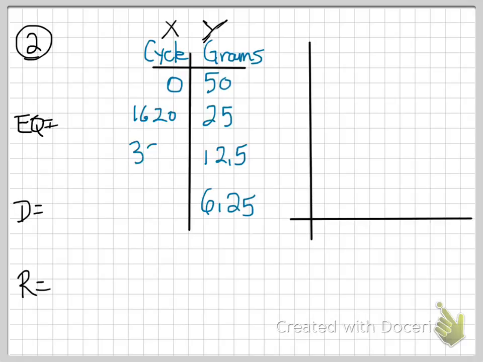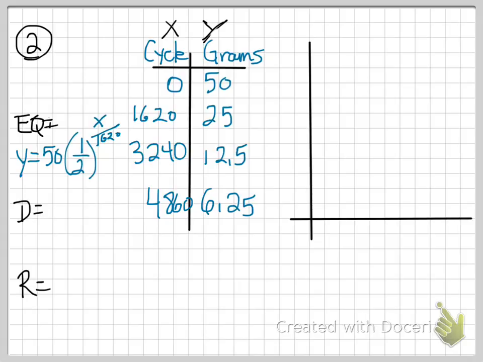Okay, let me fill in my x values real quick. So each time I'm cutting it in half. That's all we're doing, is just cutting it in half. So my equation would be y equals, start with the 50, cut it in half. Now I could have put 0.5 or 1/2, either way. Remember, it's x, or time, divided by the d, which was 1620.